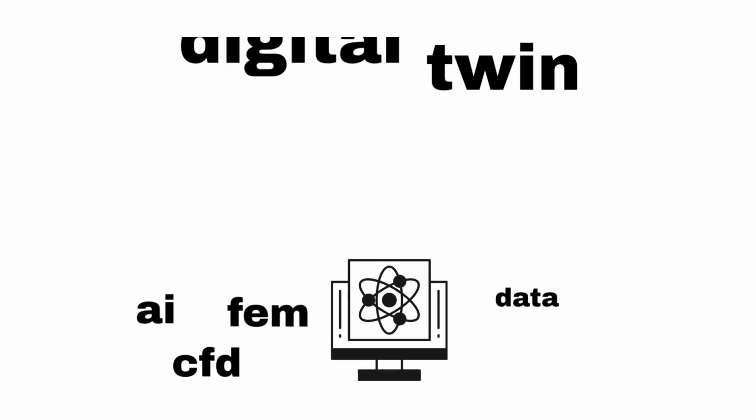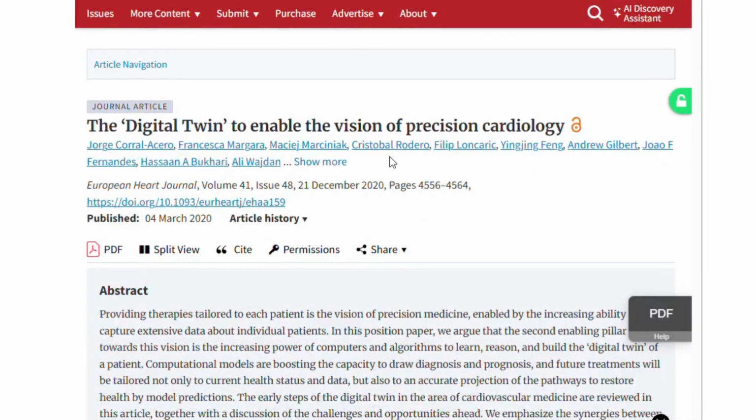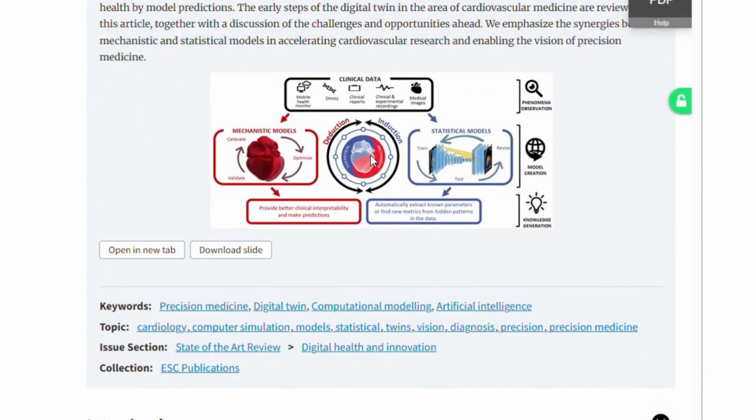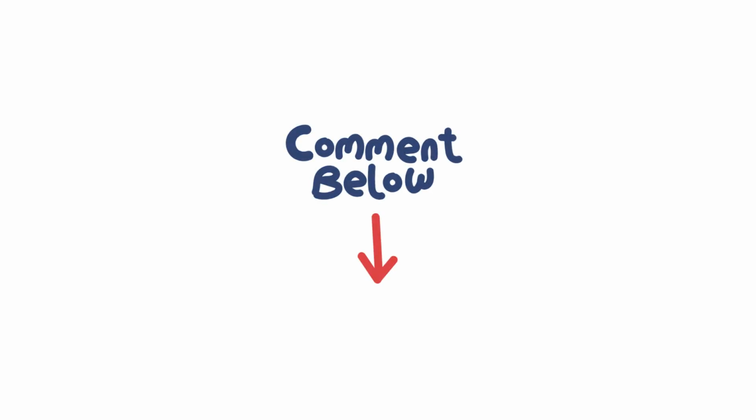For example, in 2020, researchers published the digital twin to enable the vision of precision cardiology. This is a review that talks about the synergies between the mechanistic models, the ones we talked about before, like the computational fluid dynamics or the ABM that involve reasoning and understanding, and the statistical models like AI. Maybe we can do a whole video only talking about this subject. Tell me in the comments if you want.